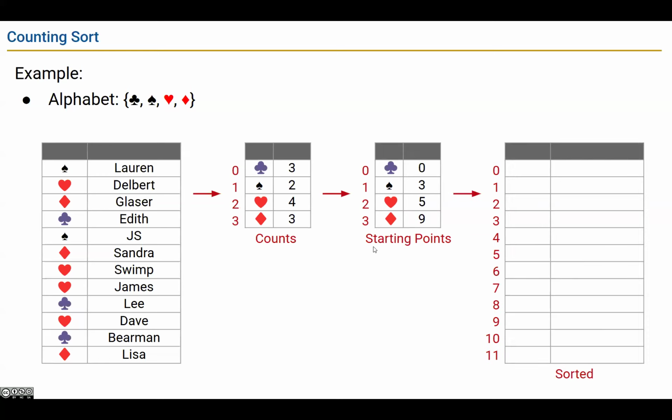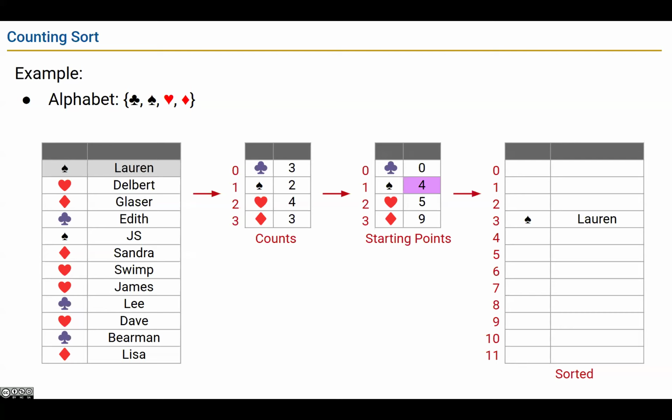Once we have that, what we can just do is look through each item and put it in the right spot. So Lauren is a spades. Where does she go? Position 3. Yes, position 3, because 3 is a starting point for the spades. So what we'll do is we'll move this in, and we'll update the position of spades to be position 4 now, because that's where the next spade will go.